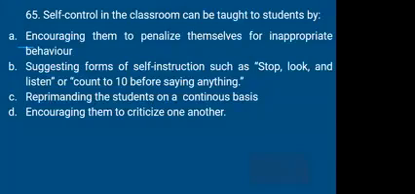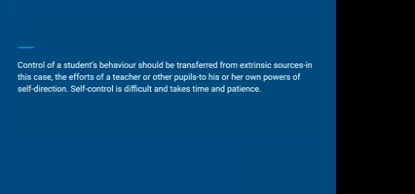Okay, what's the explanation for this one? Number 65. What's the explanation? Accordingly, control, no? Control of a student behavior should be transferred from extrinsic sources. In this case, the efforts of a teacher or other pupils to his or her own powers of self-direction. Self-control is difficult and takes time and patience.